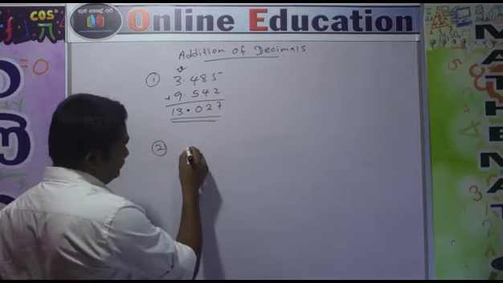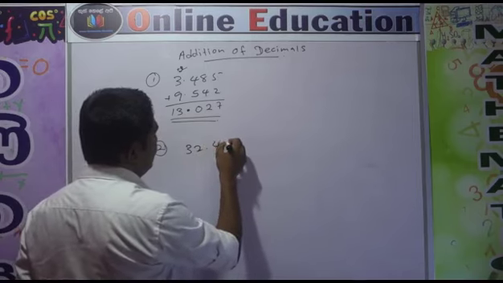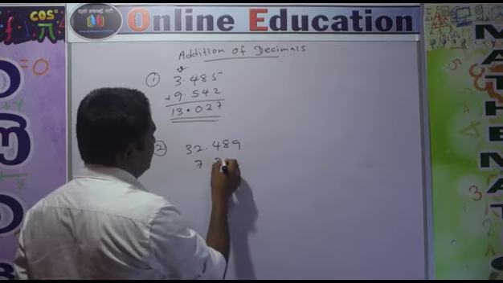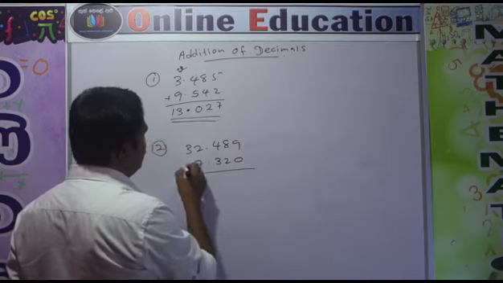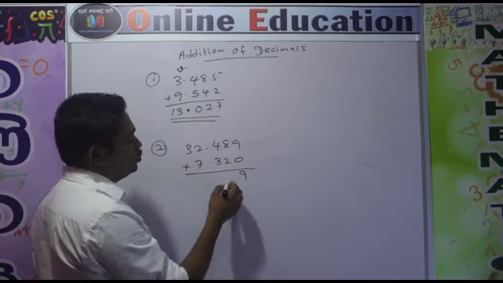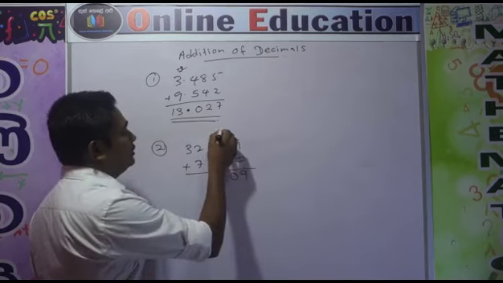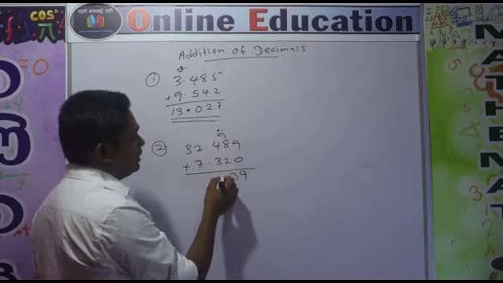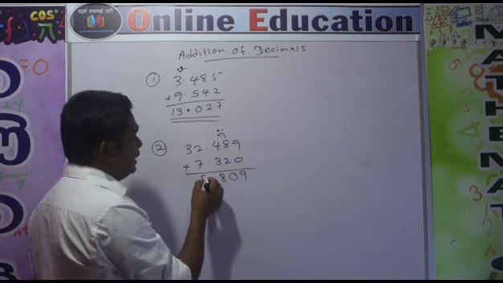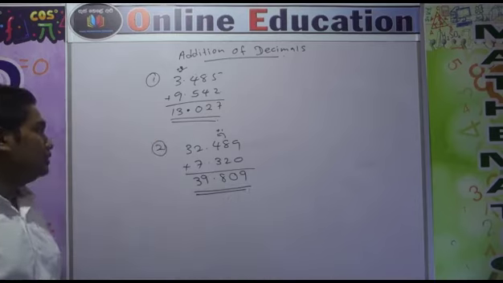Okay, next one. 32.489 plus 7.320. Add all together. 9 plus 0, 9. 8 plus 2, 10. We can write 0 here, 1 remainder, get here. 4 plus 1, 5. 5 plus 3, 8. Here 2 plus 7, 9, here 3. This is very important, these two examples.